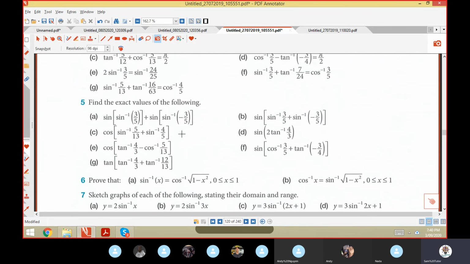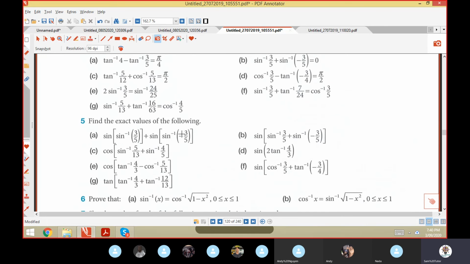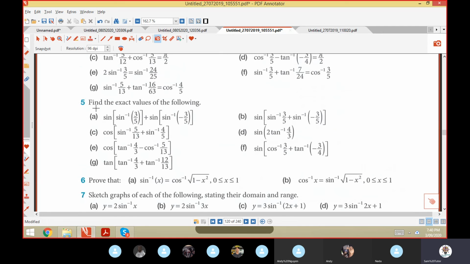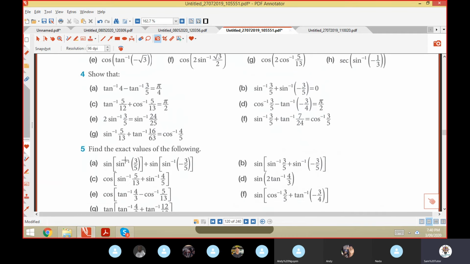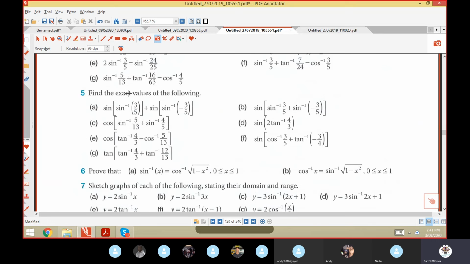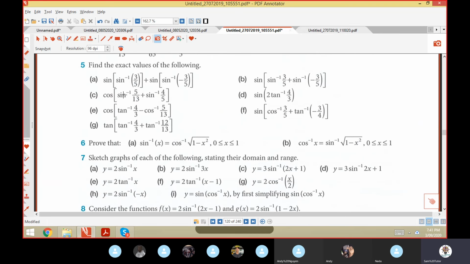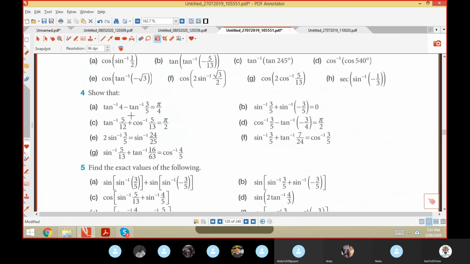You've got these ones here. Now find the exact values of the following. Yeah, but you can probably get away with just plugging into your calculator. So with find ones, you can just plug it into your calculator. For show questions, unless your teachers have told you not to do that, you can. What you can't put in your calculator is show.